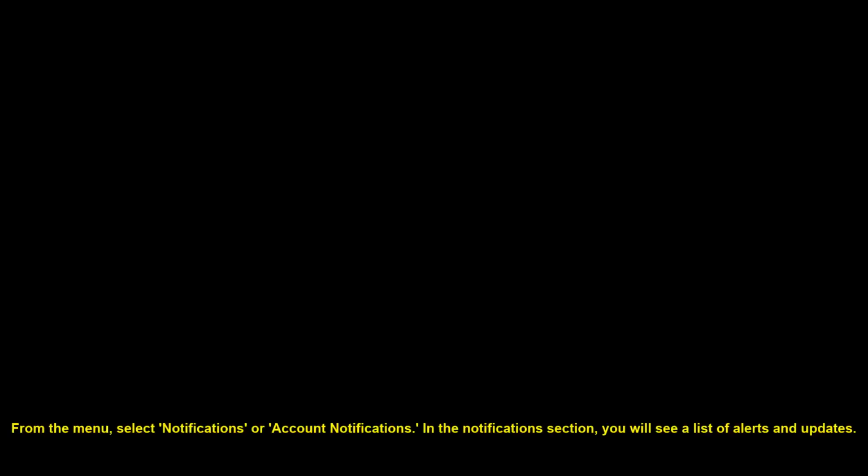From the menu, select Notifications or Account Notifications. In the Notifications section, you will see a list of alerts and find the specific notifications related to account activity. These may include trade confirmations, account updates, or alerts.